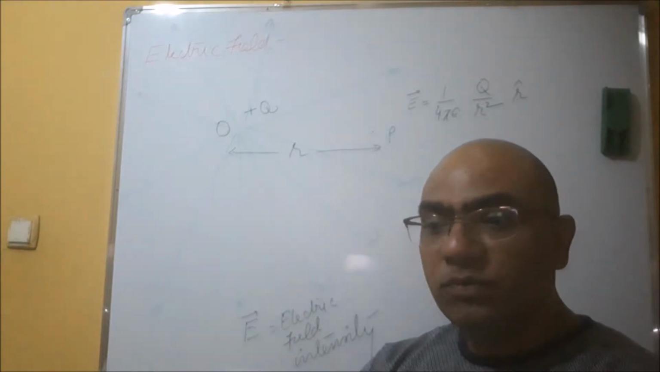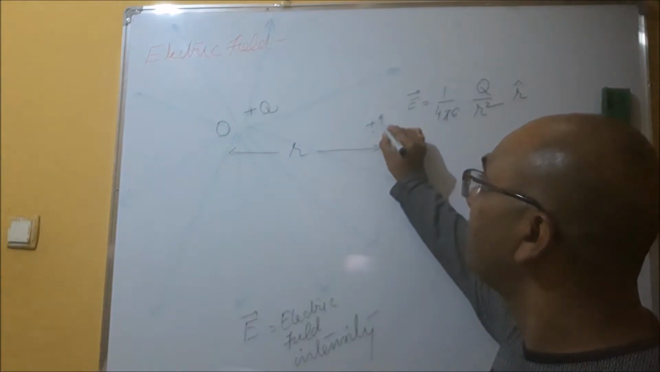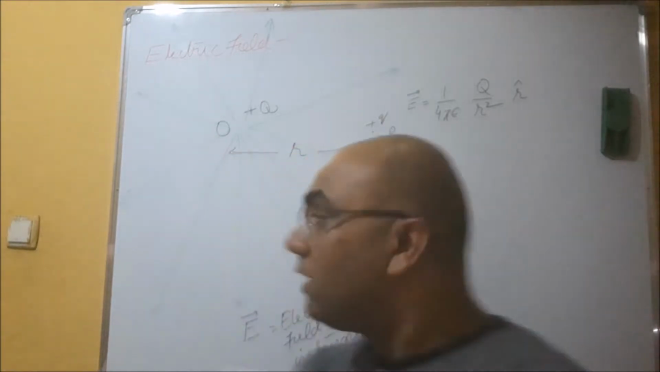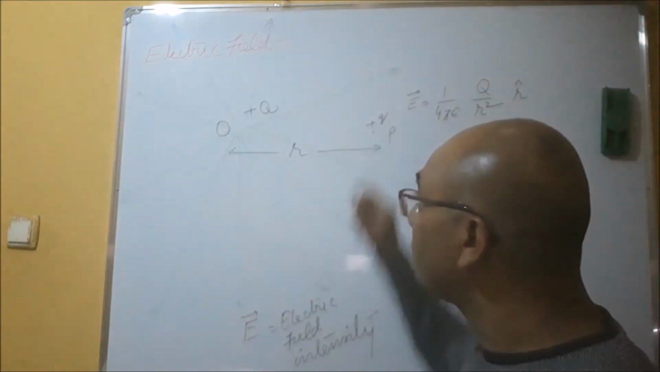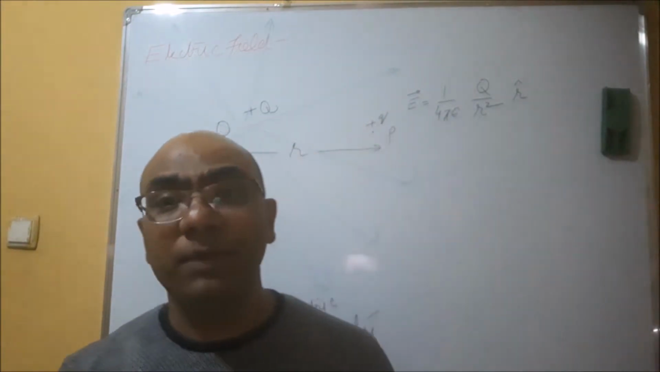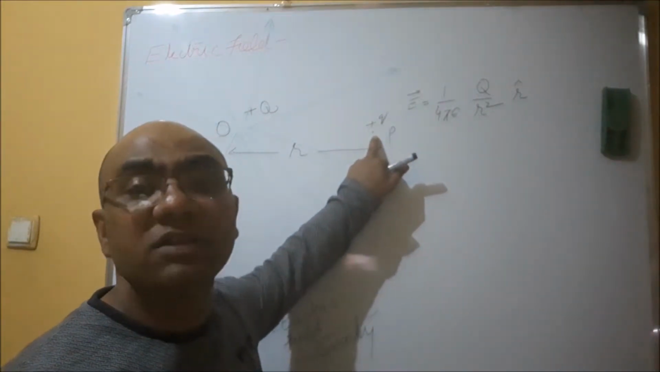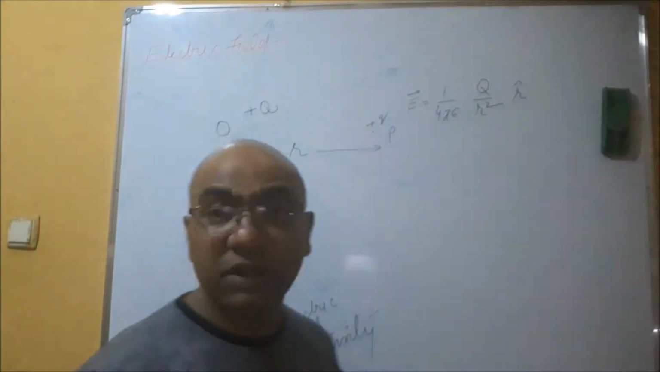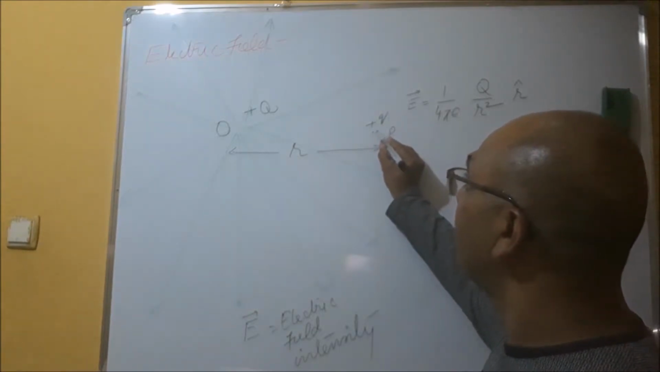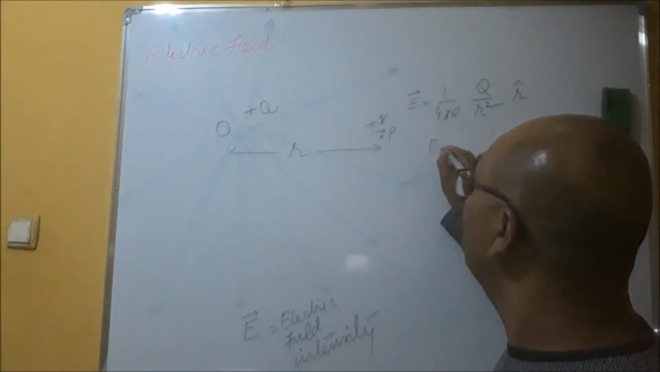Right. Now suppose at point P we have a small charged particle, small plus q. So what will happen? This is also plus, this is also plus, so both the charged particles are of positive nature. This plus q will experience a repulsion force due to this plus Q charged particle. So here we will get a repulsion force F, right? So what will be the value of F?